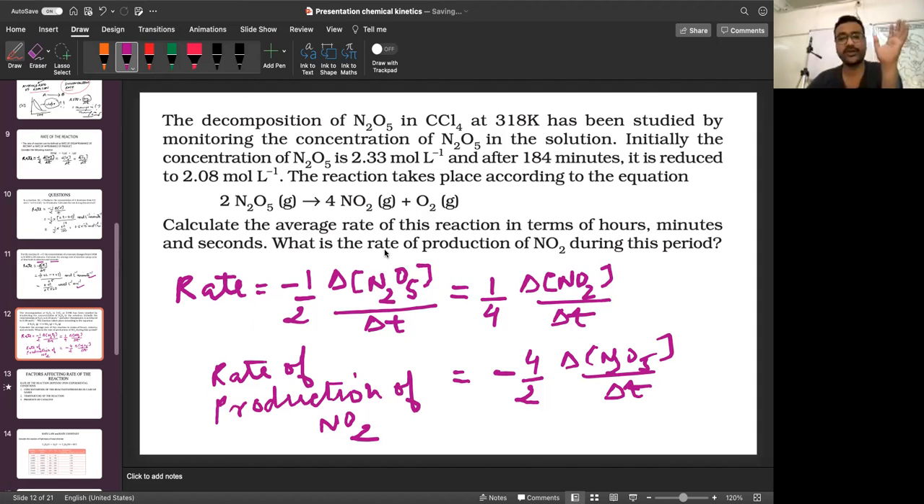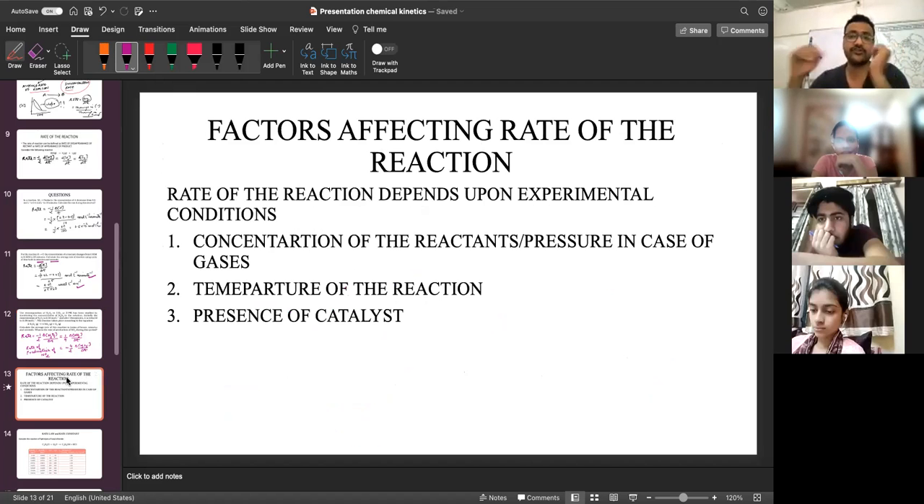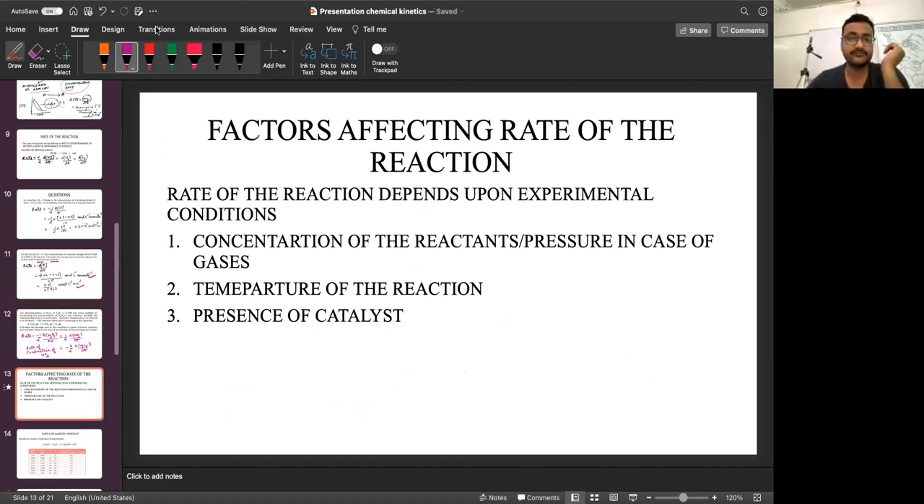This is all about the rate, instantaneous rate and average rate. We have completed the first topic of our chapter, that is rate of the reaction, average rate of the reaction, and instantaneous rate of the reaction. This brings us to the second topic of this chapter, which is factors affecting the rate of the reaction.